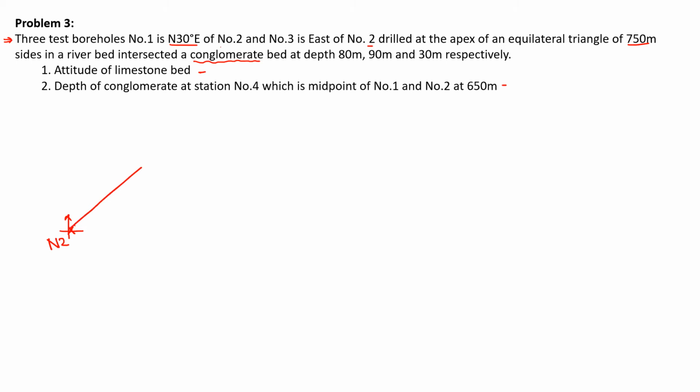North 30 east. So here comes my borehole number N2. I'll say N2. Fine, this is not N2, it's N1. This is my N1, and this is my number 2 borehole. Now where is the number 3? Number 3 is east of number 2.